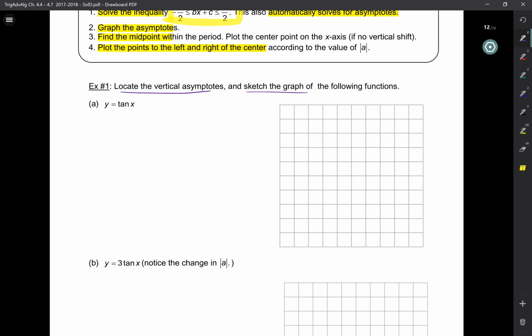Immediately, we're going to start off with our inequality, but now we're going to go from negative pi over 2 to pi over 2. Now, one other thing, a little mathematical notation. You know how before it was less than or equal to? Can't do that for this. It's just less than, because at the vertical asymptotes, it can't be equal to those points.